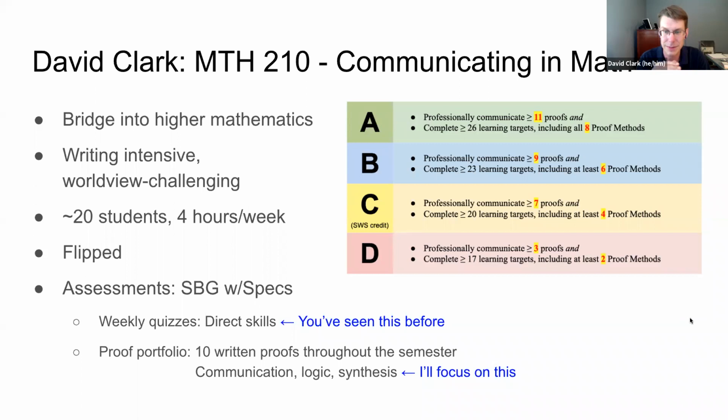It satisfies Grand Valley State University's discipline-based writing requirement. It tends to be kind of worldview challenging too, meaning this idea of, oh, there was always one right answer before, and suddenly we're asking students to create their own approaches to entire problems, which may have multiple correct approaches.